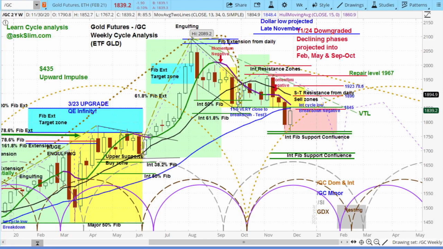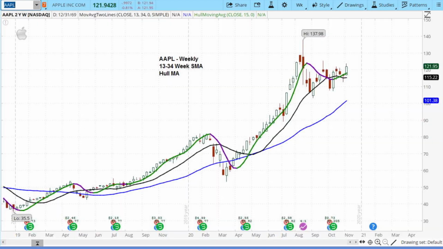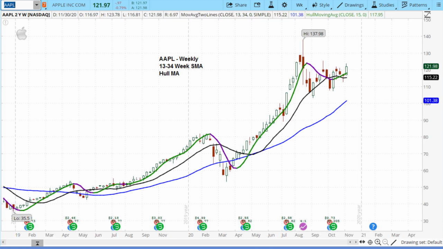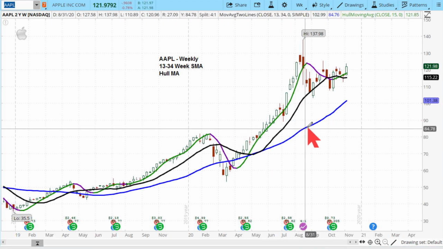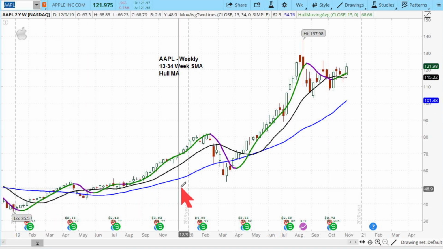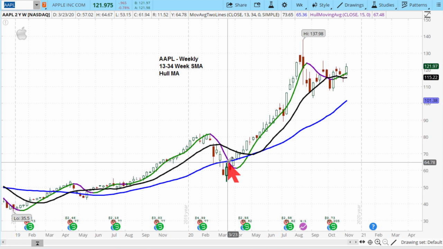So I'm going to move here from the gold market to AAPL, and here you will see an Apple weekly chart. This is just a chart that shows you the moving averages that we like to use on a weekly chart. This one right over here is the blue one. The slow one is the 34-week moving average. That is often a place that, in cyclical movement, is like a magnet. It comes back down to it.